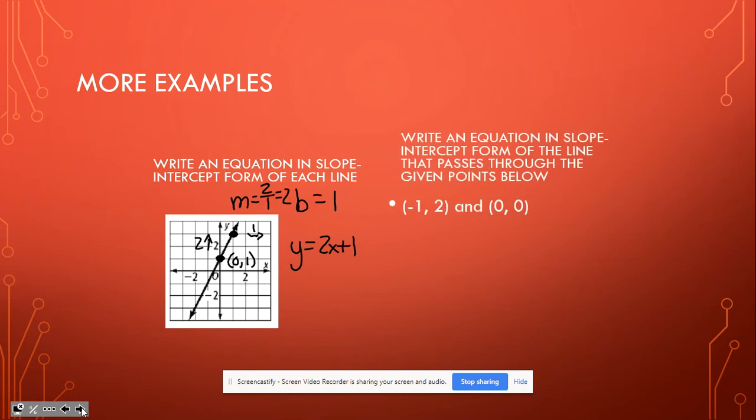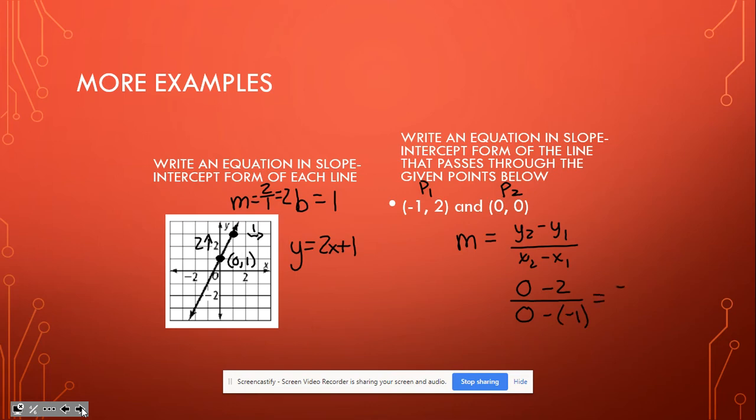Here's another example. Write an equation in slope-intercept form that passes through the given points below. Pause the video at this point to give yourself a chance to try it on your own. For this, since we have the 2 points, we can find the slope. Remember our slope formula of y2 minus y1 over x2 minus x1. I'll call this point P1 and I'll call this point P2. So my y2 is 0, my y1 is 2. My x2 is 0, and my x1 is -1.